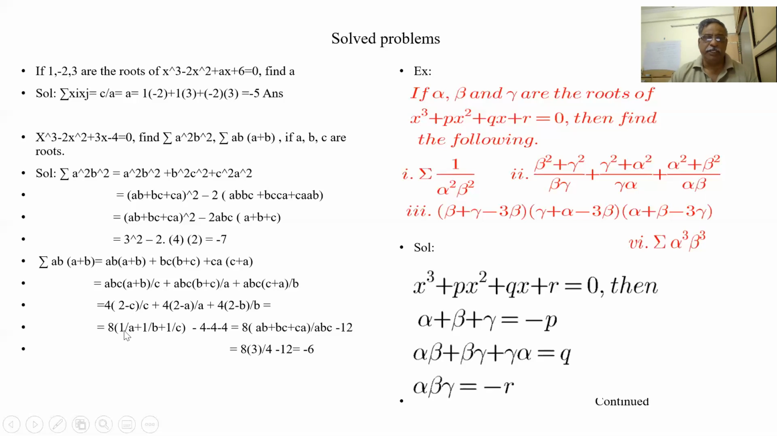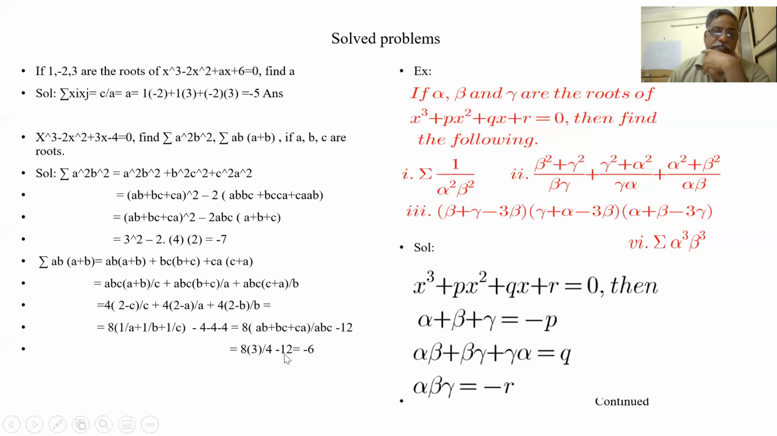4 into 2, 8 by C plus 8 by A plus 8 by B. So when I simplify this, 1 by A plus 1 by B plus 1 by C is equal to 8 into AB plus BC plus CA by ABC, minus these three 4s are minus 12. So we know these two from the equation. So 8 into 3 by 4, so we are getting minus 6 is the answer.